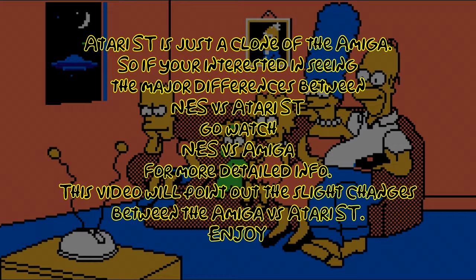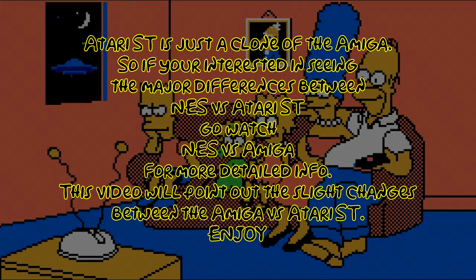The reason why I'm showing you the differences between the Atari ST and the Amiga is because the Atari ST is pretty much the Amiga clone. Everything you're about to see is basically the exact same thing.